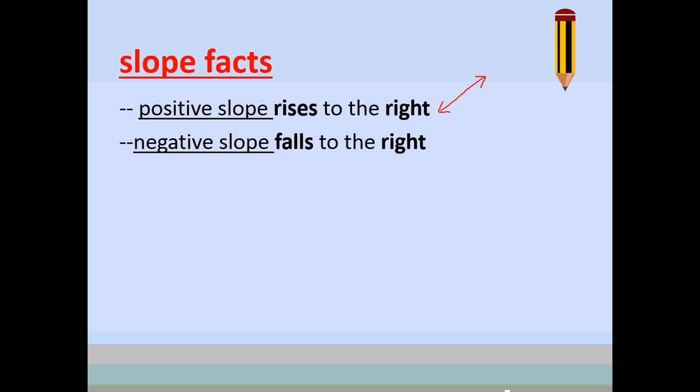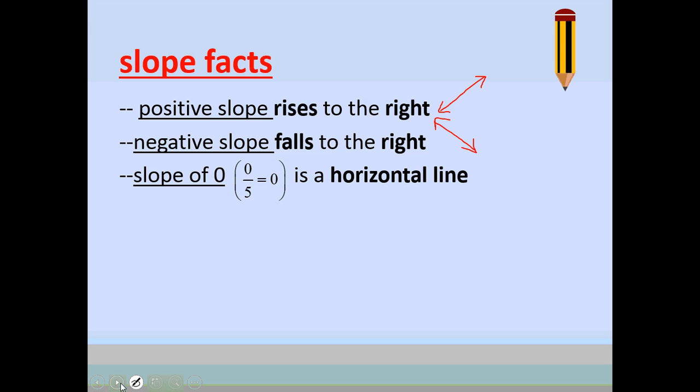Positive if it's rising like this. Negative slope if it's falling, like that one. You're going to expect a negative slope value. If you get a slope of 0, then that means it's a horizontal line. So the picture will look like this when you look at that graph.